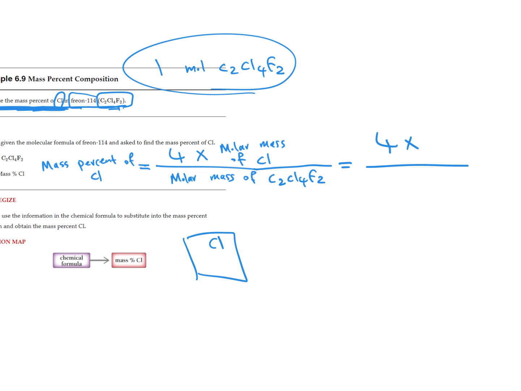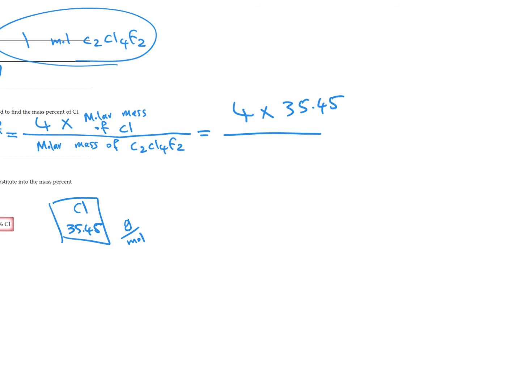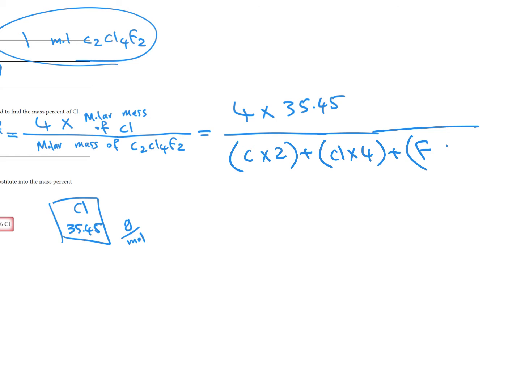Anyone? Exactly. I remember it has the unit of grams per mole. And can anyone help me write the molar mass of C2Cl4F2? How many carbon? 2. How many Cl? 4. How many F? And then for carbon, we have 12.01. For Cl, we have 35.45. What is it for F? Right? And then you just put these numbers in your calculator.